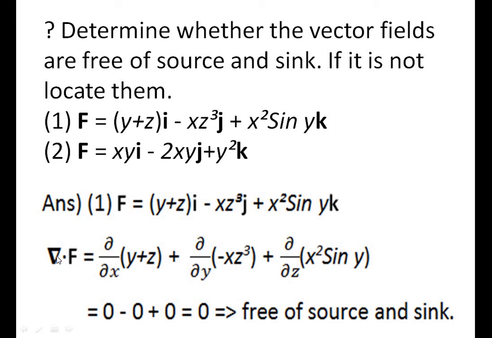Then finding the divergence, del dot f equal to del by del x of y plus z, that is f1, plus del by del y of f2, that is minus x z cube, plus del by del z of f3, that is x square sin y. Here the x component is not present, so the partial derivative with respect to x is 0. Here also y terms are not present, and z terms are not present, so the partial derivatives give 0. That is 0 minus 0 plus 0, which is 0, which is free of source and sink.